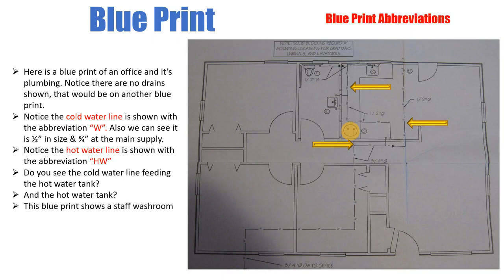So this blueprint shows a staff washroom, which is right here. The door is here. The door opens up into the staff washroom. And it also shows a kitchen, kind of like a little cafeteria eating area for employees, right there.